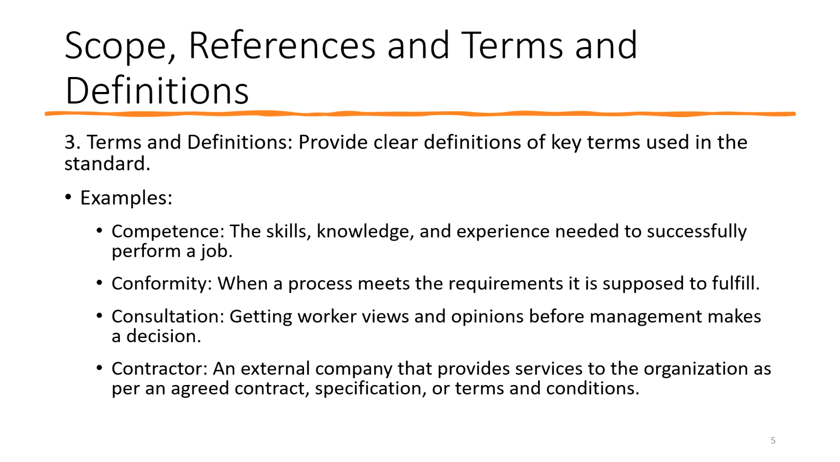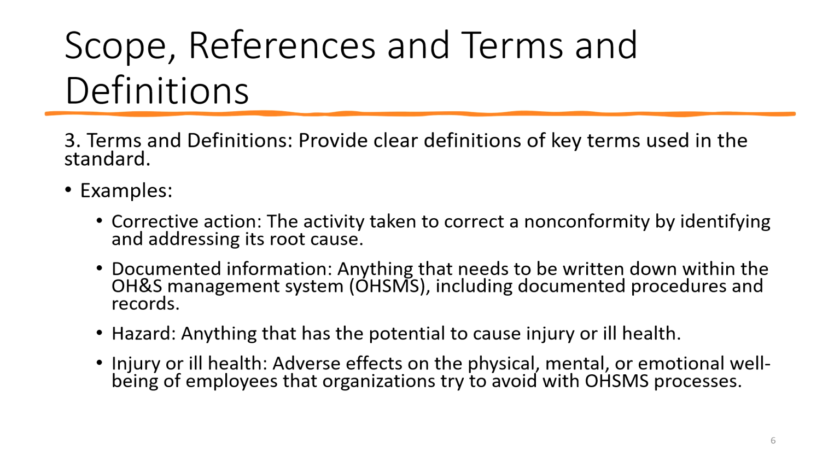Let's talk about contractor then. An external company that provides services to the organization as per agreed contract specifications or terms and conditions. Again, another very broad category, but the big thing to focus on here is that it's an external company. So is this one that you can put in the scope, or maybe one that's really hard to put in the scope? Let's look at a couple more of these definitions here.